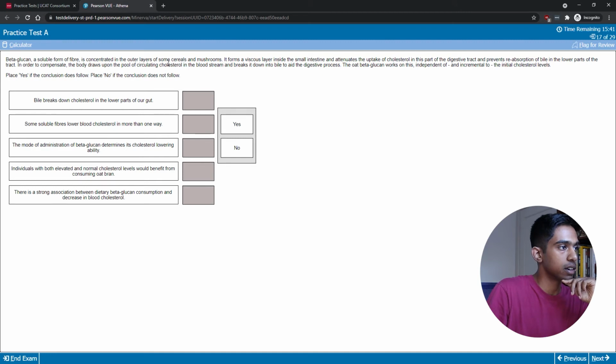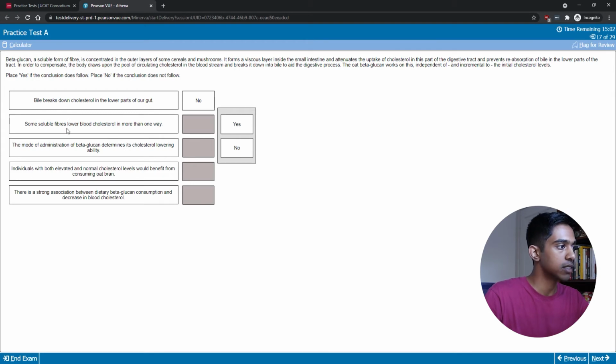It's concentrated in the outer layers. Forms a viscous layer, attenuates, stops, I think, the uptake of cholesterol. The body draws upon this pool of circulating cholesterol, breaks it down into bile to aid the digestive process. The oat beta-glucan works on this independent of and incremental to the initial cholesterol levels. So bile breaks down cholesterol in the lower parts of the gut. No, that's not true, because cholesterol is broken down into bile, so it's the other way around.